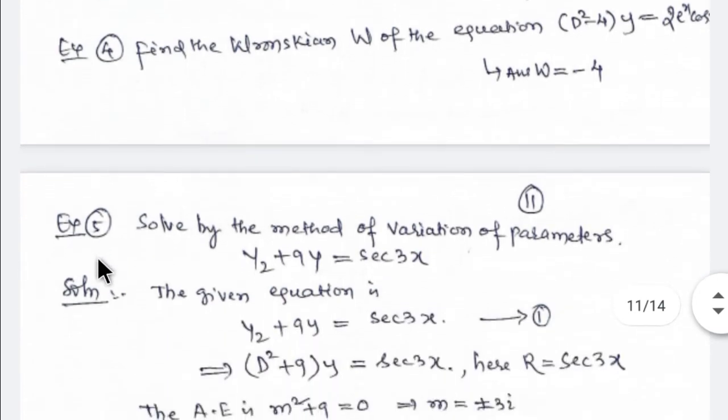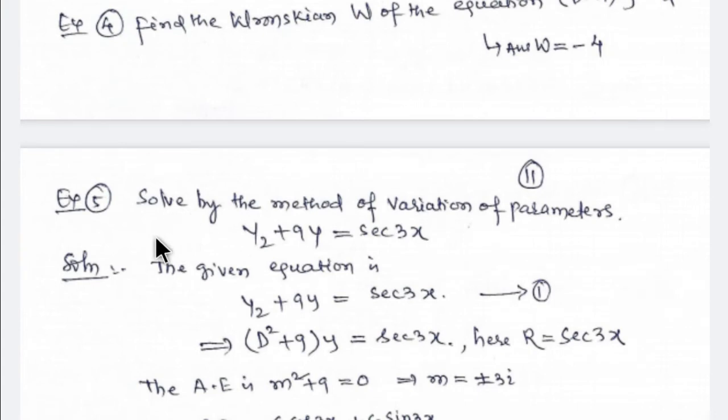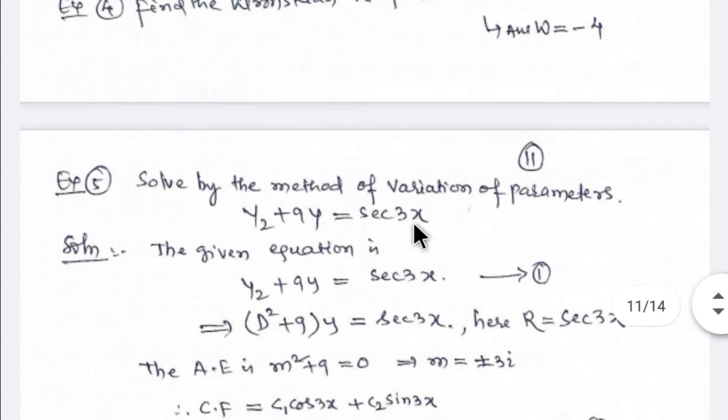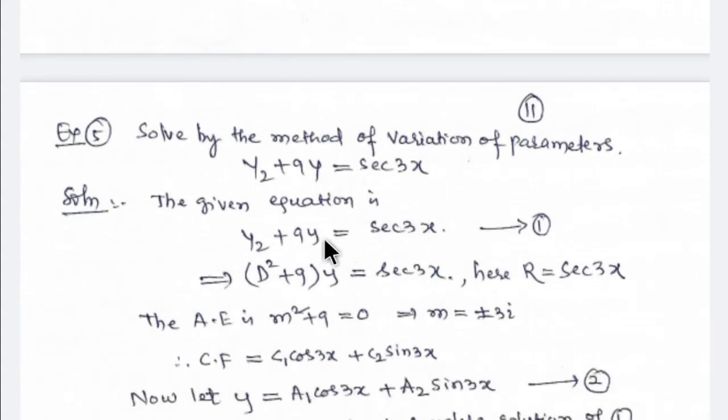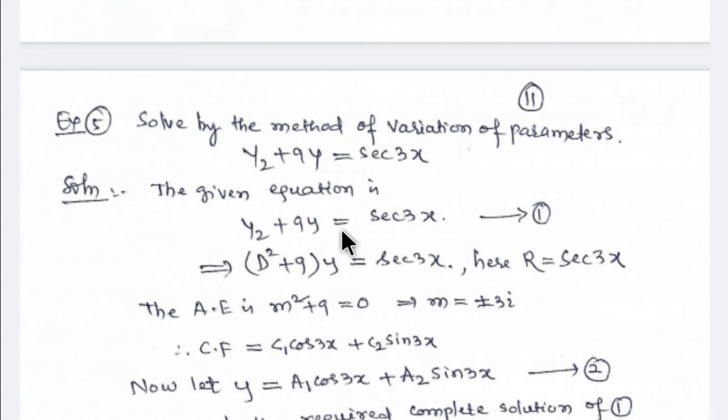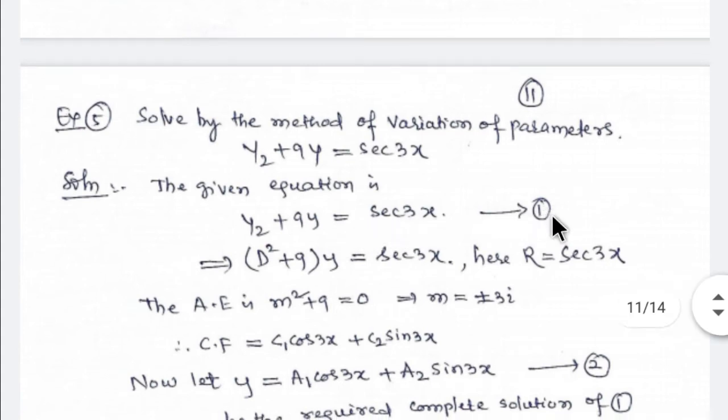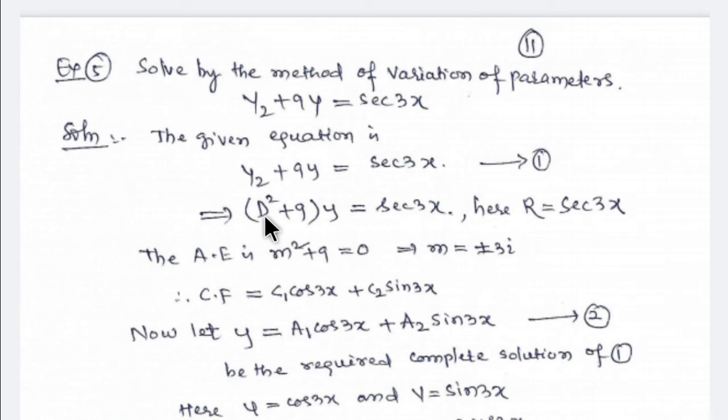Next I will explain one more. Example 5: this type of example may carry 6 marks. Solve by the method of variation of parameters. The equation is given: y2 plus 9y equal to sec 3x. Take down the given equation, call it equation 1. Write in the symbolic form: y2 means d2y by dx2, that is d square plus 9 into y is equal to sec 3x.